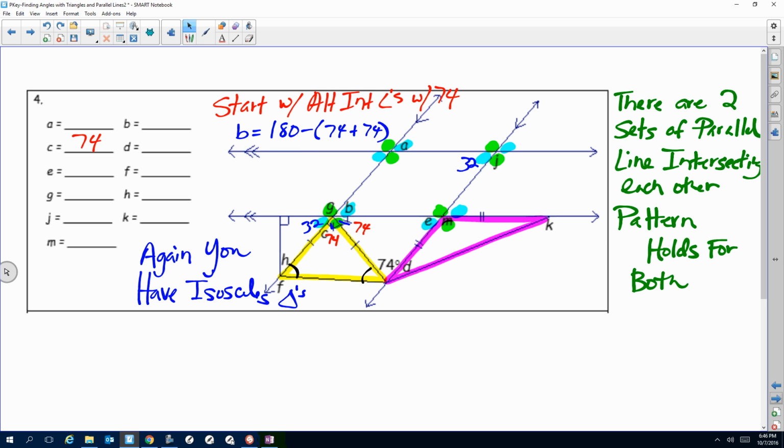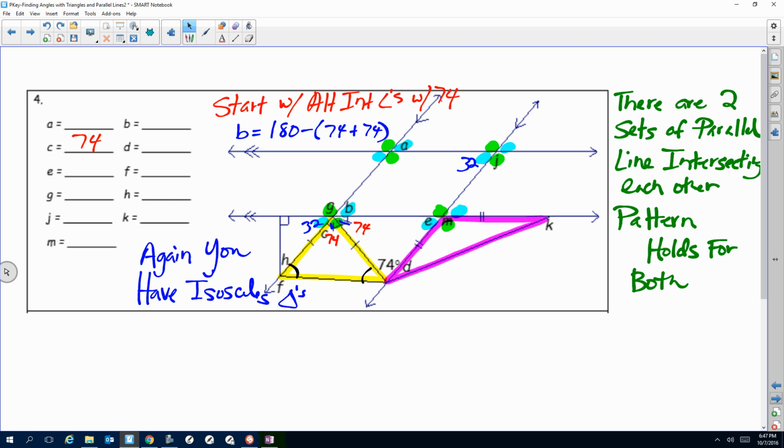And I can use those to help me get to B, because it's on a line, and so 74 plus 74 plus B equals 180. So I could add the 2 that are congruent, subtract it from 180, and that would give me B. And again, you have isosceles triangles, my yellow and my purple.